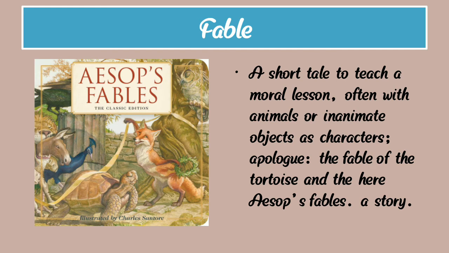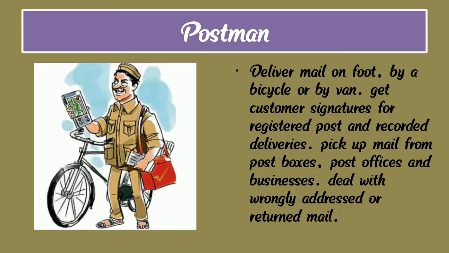So a fable is a short story or short tale that teaches a moral lesson at the end of the story. So here we can see Aesop's many various types of fables, with a moral at the end of the story. So children, you all understand what a fable is. So now we are going to learn the next slide, and it's a postman.